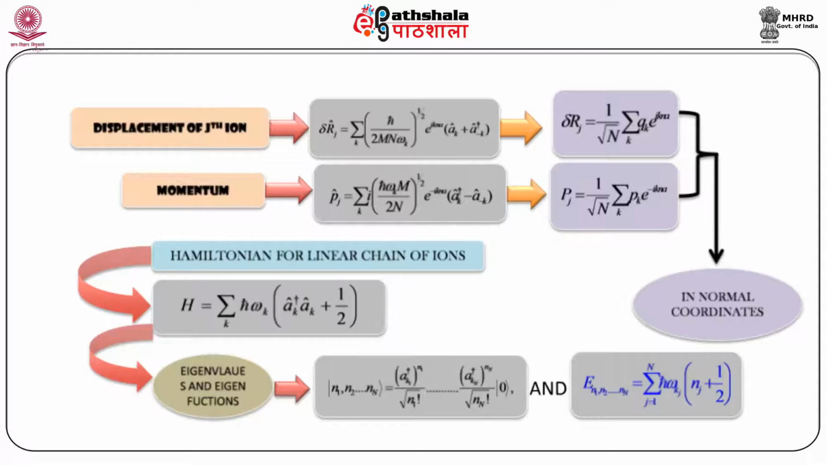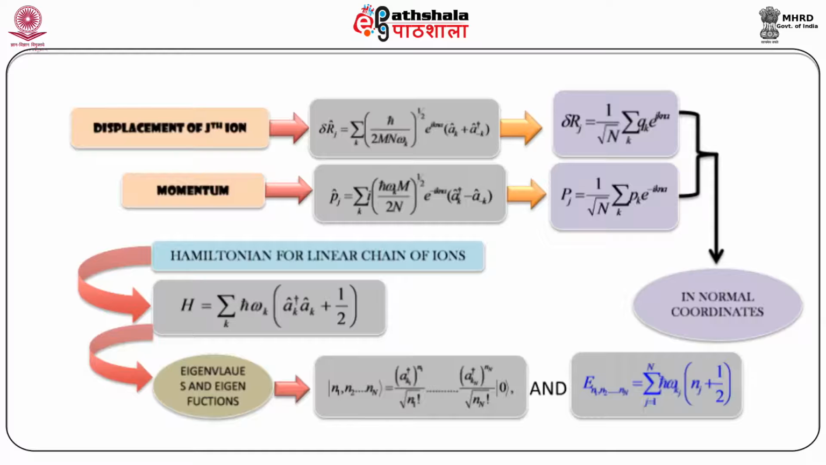Now note here that the normal coordinates qk and pk are related to the jth ion displacement, delta Rj, and its momentum Pj, in the following manner. That is, delta Rj is equal to 1 by root n summation over k qk e raised to power i k a, and Pj is equal to 1 by under root n summation over k pk e raised to power minus i k a.